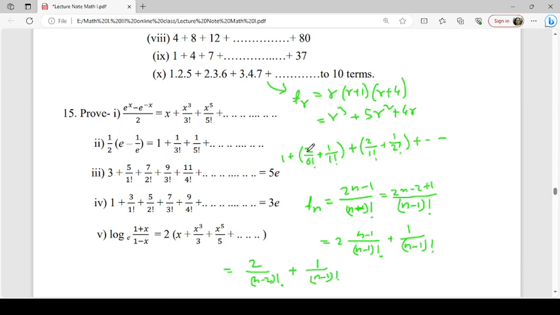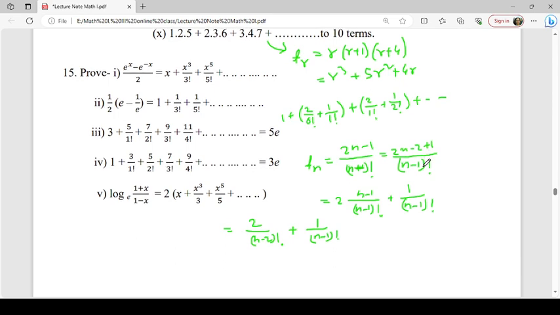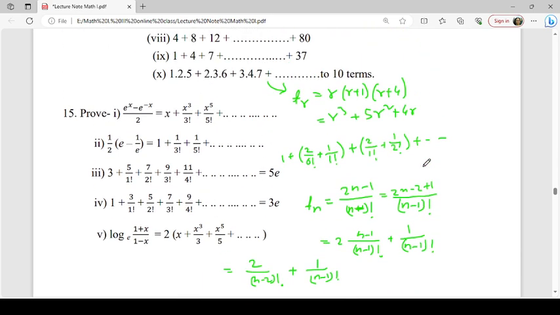And 2 into 1 by 0 factorial plus 1 by 1 factorial, this will give us twice e. So e plus twice e gives us thrice e. So this is the way to find this sum. This is all about progression and series. These are exponential series, logarithmic series, AP series, GP series, and all.